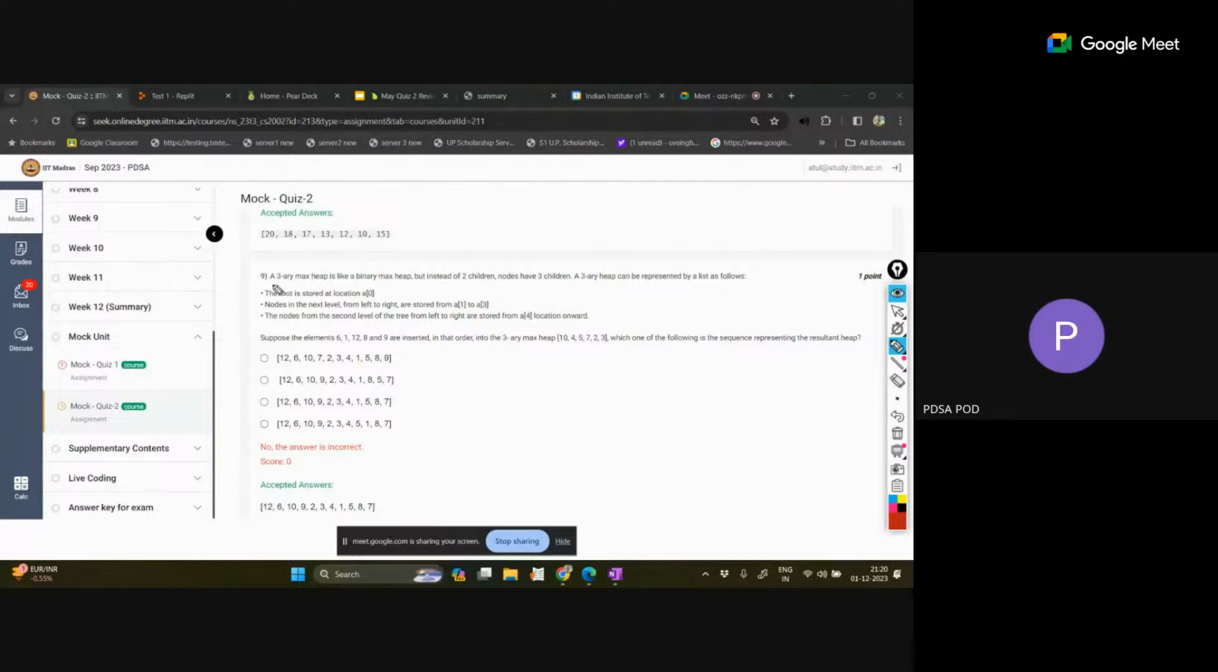Here we are talking about a 3-ary max heap. Simply binary, we use the term binary, where bin means two children. The node can contain 2 children. Here, the term 3-ary is used, which means a node can contain 3 children. So we are using a 3-child max heap, like a binary one. The definition is clearly given in the question also. Instead of 2 children, nodes have 3 children, and we are using this structure for the heap. So every node will contain 3 children.